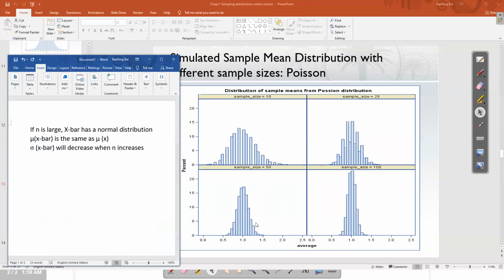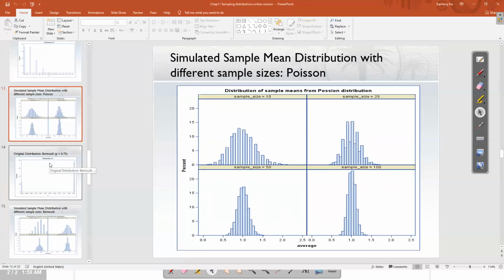And if you look at the population standard deviation of X bar, when sample size increases from 10 to 25 to 50 to 100, we can see the spread of X bar will decrease, right? So that's the same information as we observed from the other distribution.